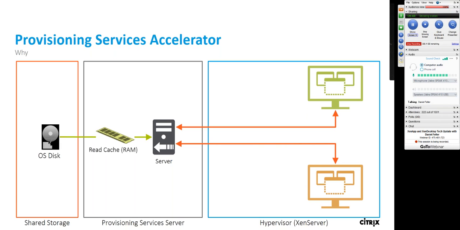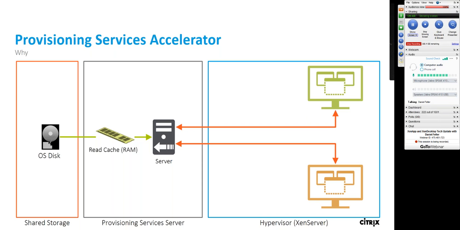So we were able to solve the OS disk portion of this, and we didn't have to do anything. Because PVS is running on top of a Windows server, we just make sure we allocate enough Windows RAM, and we automatically build in a read cache using Windows system memory. There's nothing we've got to do. We just have to make sure we give PVS enough RAM.